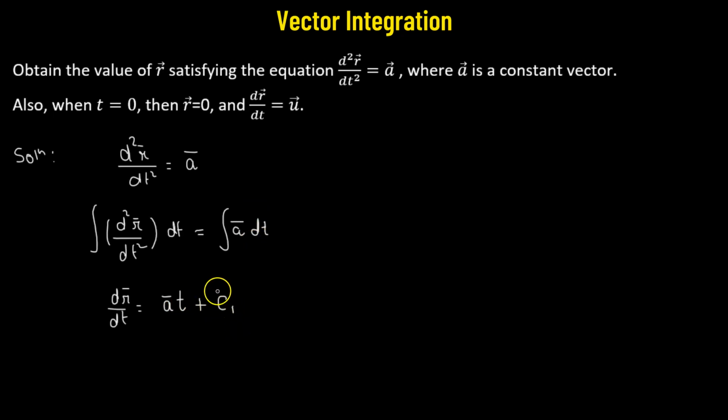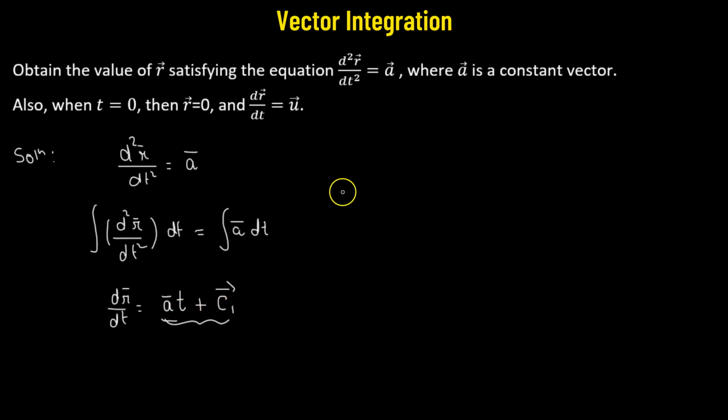Now here c1 must be a vector. The reason behind this is that on the left hand side we have a vector, and on the right hand side we already have a vector, which is vector a times t. But in order for this particular equation to hold, c1 must also be a vector. Then only the two terms on the right hand side give us a vector quantity.